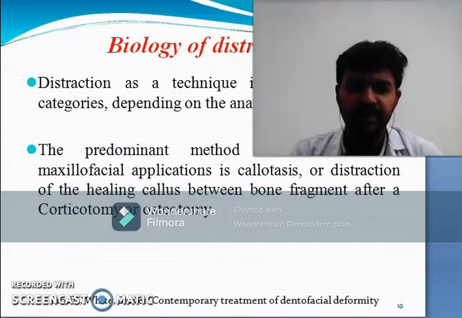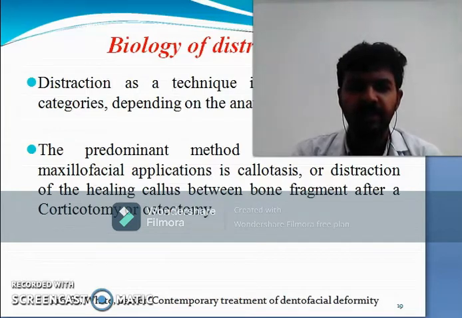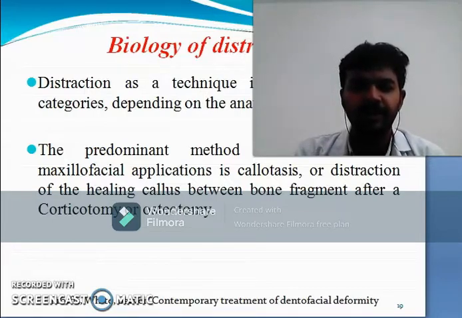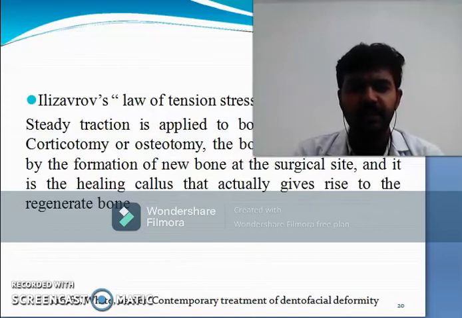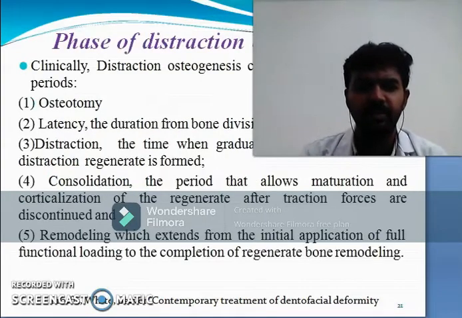The biology of distraction. Distraction as a technique is divided into two categories depending on the anatomical site. The predominant method of distraction in maxillofacial application is callotasis, or distraction of healing callus between the bone fragments after a corticotomy or osteotomy. Ilizarov's law of tension stress: a steady traction is applied to the bone fragments after corticotomy or osteotomy. The bone can be lengthened by the formation of new bone at the surgical site, and it is the healing callus that actually gives rise to the regenerate bone.